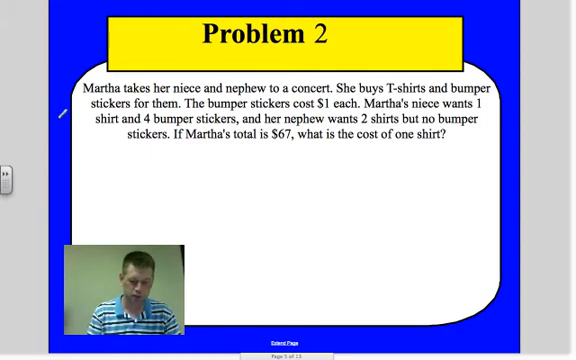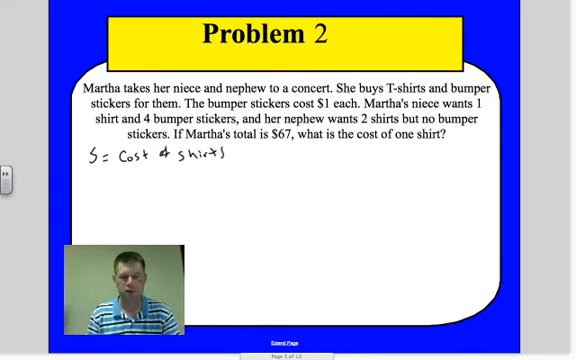Okay, well, the first thing we need to do is define a variable. So I'm going to go over here and say, let's call S to equal the cost of shirts. Okay, and let's just put this in context. If her total was $67, what we know is that something has to add to 67. That's kind of how shopping works. So think about it a little bit.